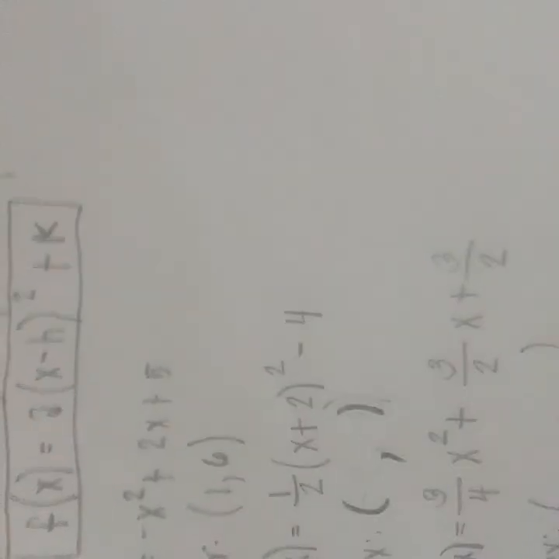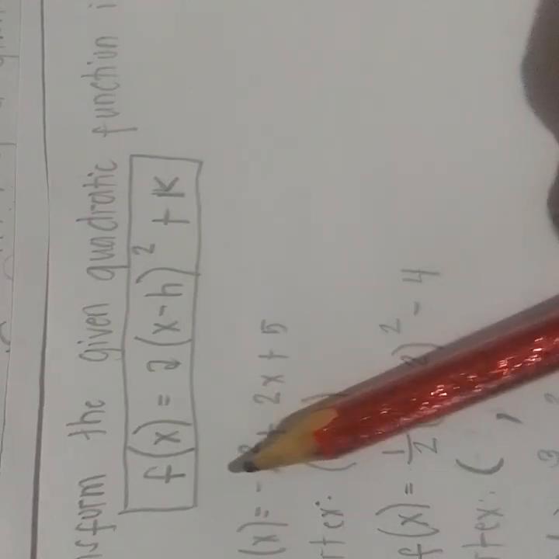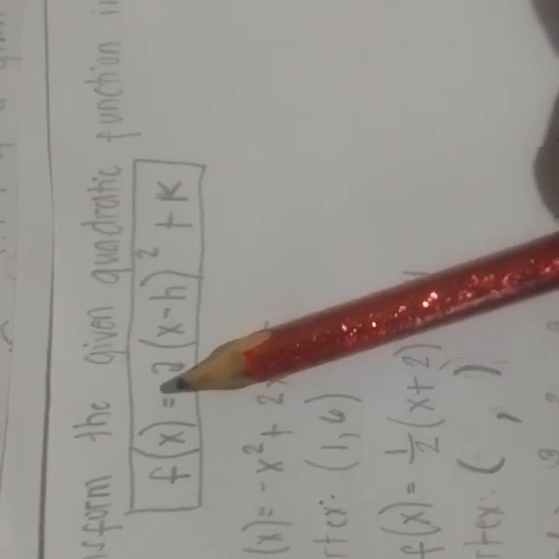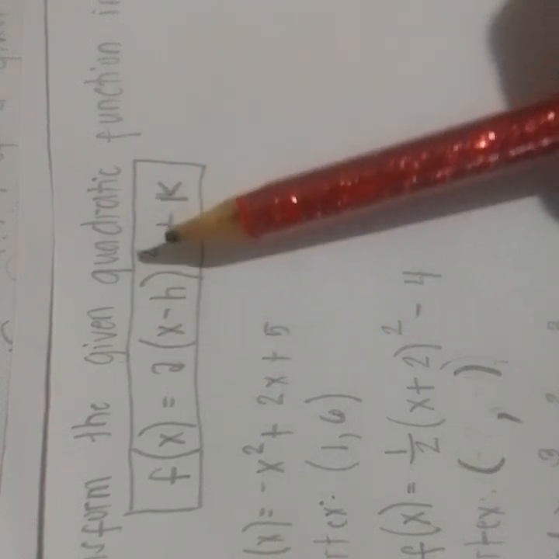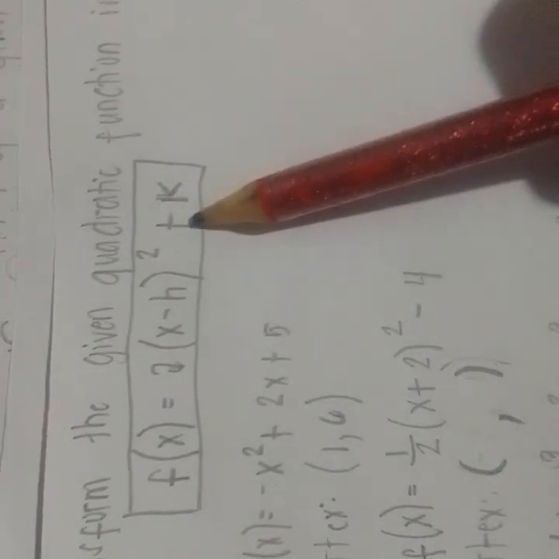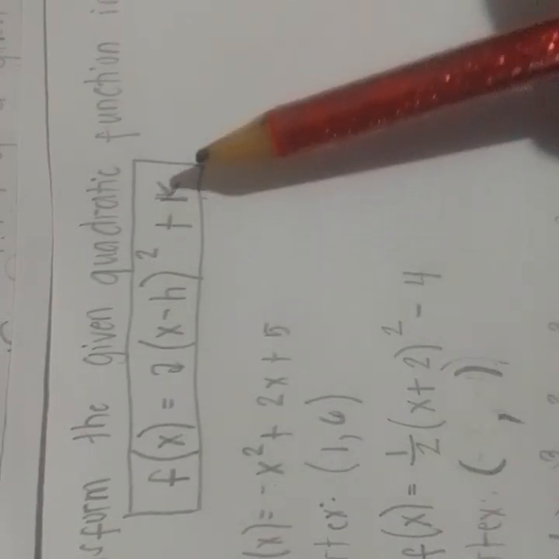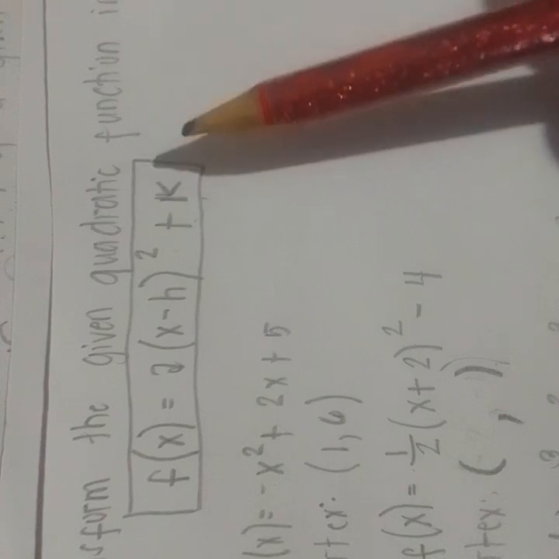Okay, second part of your exam is to transform the given quadratic function into vertex form. So you have to memorize the vertex form of the quadratic function. So here is the vertex form. We have f of x is equal to a times the quantity of x minus h to the power of 2, then plus k. Again, you have to memorize this vertex form.